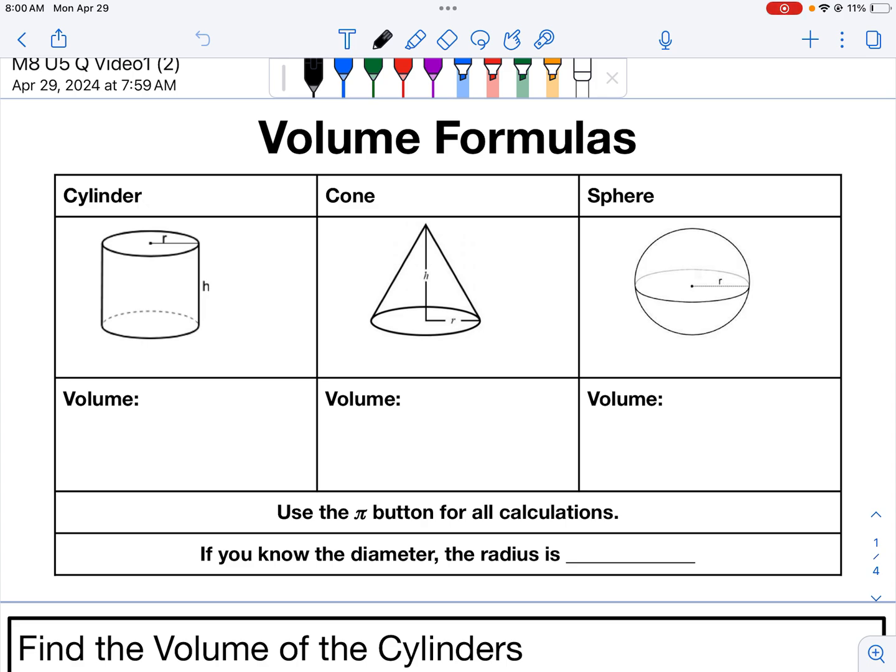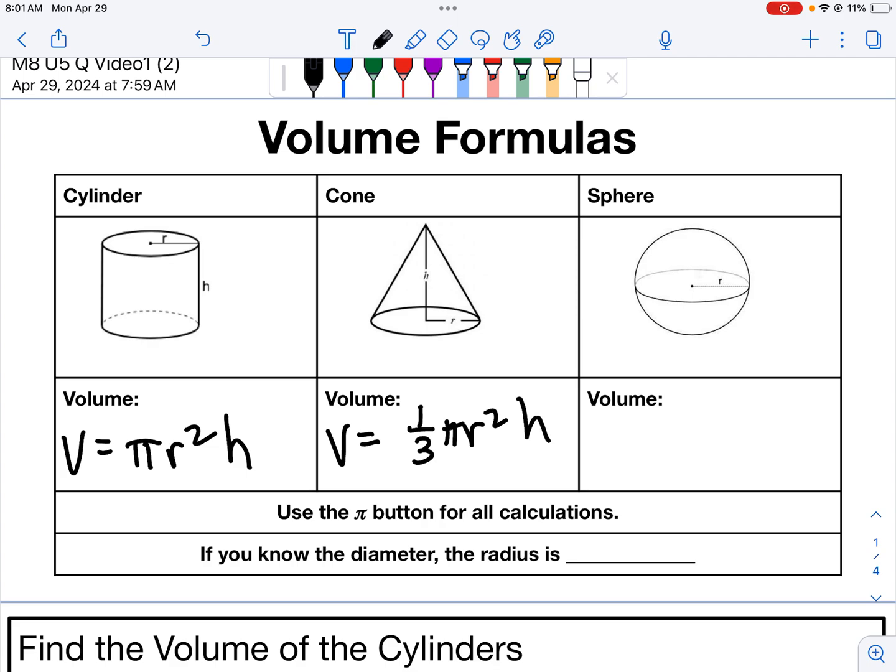They all involve pi. So the volume of a cylinder is equal to pi r squared. That's the area of the circle, the base, times the height. So we take those numbers into our calculator once we know the radius and the height, and we get the volume. All right, for a cone, very similar formula, but it's 1/3 pi r squared h.